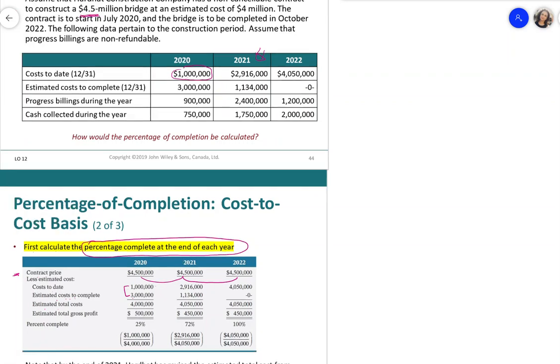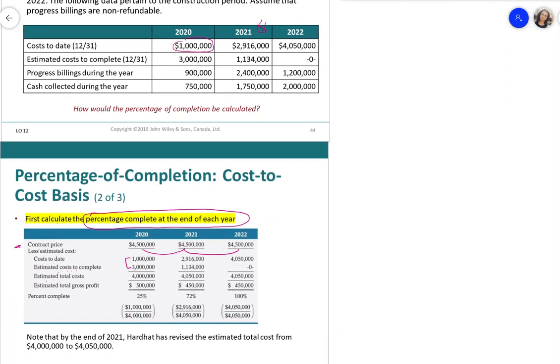And the first thing you need before you get to the gross profit is what percent of the project is complete. So how are you going to do that? This is the formula that I showed you in the second slide. What you have to do is take the cost to date divided by the total cost. In this case, $1 million divided by 4 million, and that gives you 25%. So the project is completed 25%. If it's completed 25%, the progress is 25%.